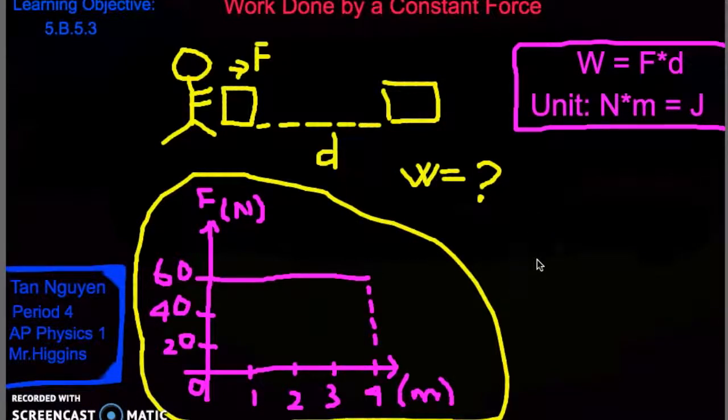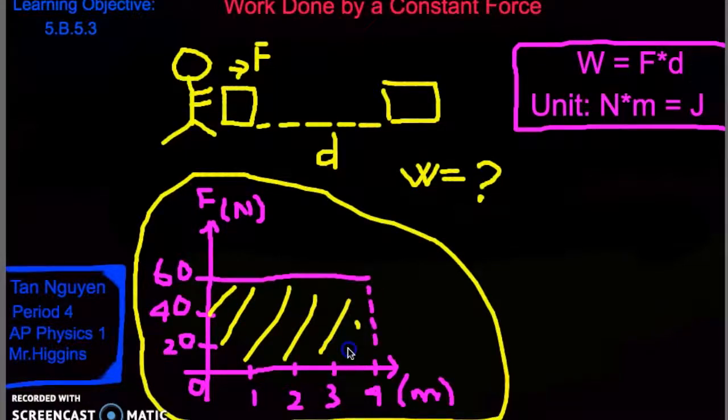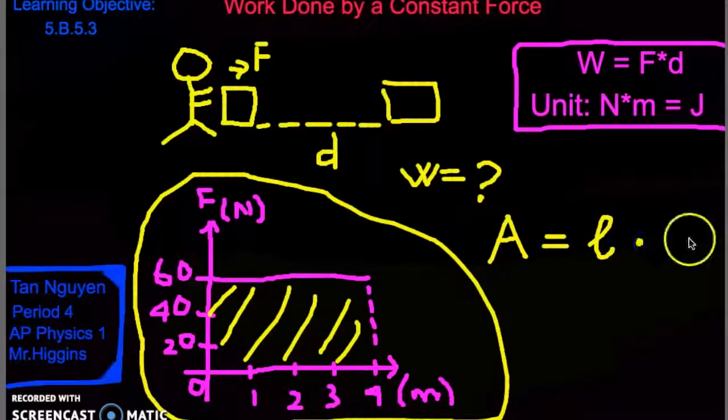So for this problem, in order to calculate the work, we need to find the area under the curve, which is this part of the graph. Looking at the graph, we see that we have a rectangular shape. The area of the rectangle equals the length times the width.